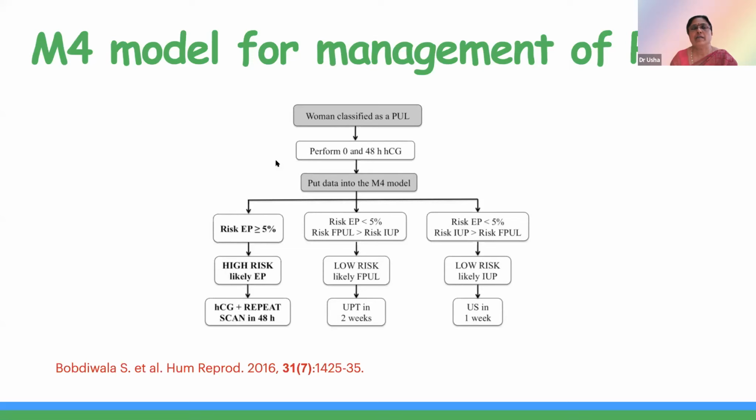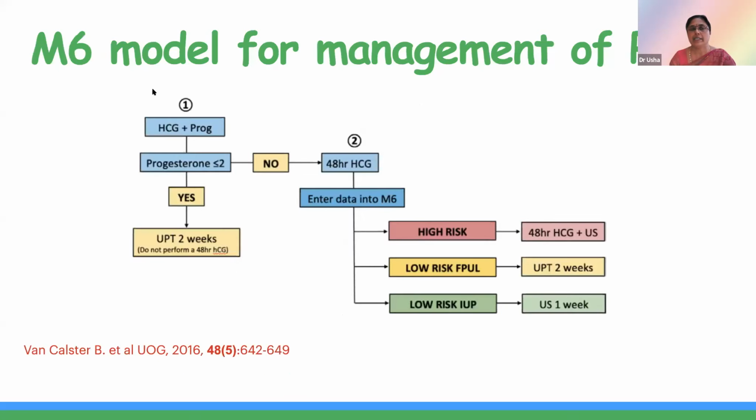We have an M4 model where the HCG values at 0 hours and 48 hours are taken and they are stratified into 3 groups and followed accordingly. The more recent model is the M6 model. Here, beta HCG and the progesterone levels are taken. If the progesterone level is less than 2 nmol/L, then you repeat only the urine pregnancy test after 2 weeks. You don't have to repeat the beta HCG in these patients. But if the progesterone is more than 2, we have to repeat a 48-hour beta HCG. And then we put it in the model, which is freely available on the web.